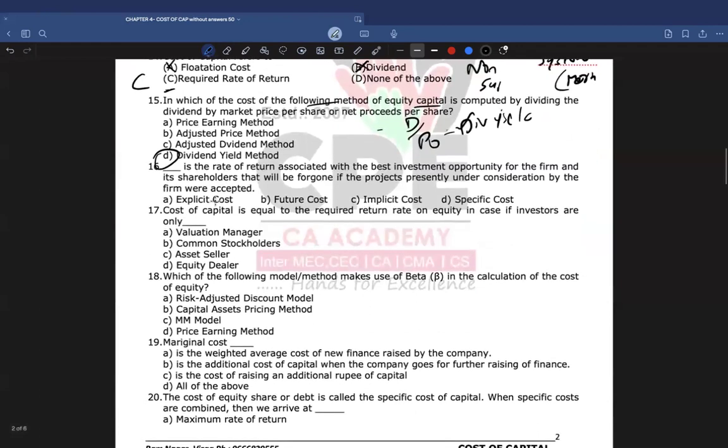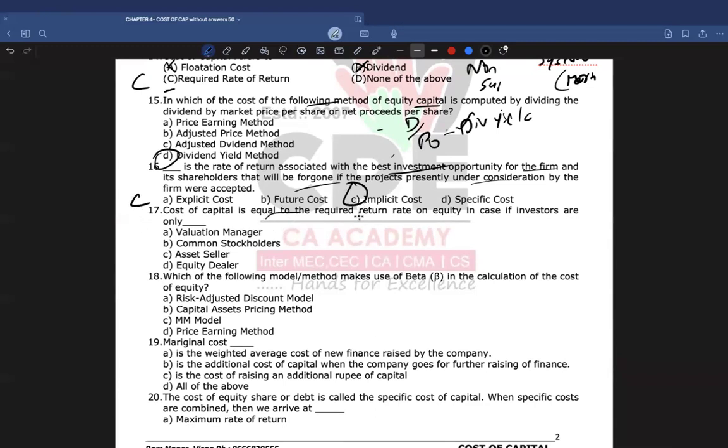Dividend yield, dash is the rate of return associated with the best investment opportunity for the firm and its shareholders that will be foregone if the projects presently under consideration by the firm are accepted. So that is the rate of return associated with the best investment opportunity for the firm and shareholders that will be foregone. So if it is foregone, it's an implicit cost. Obviously my answer will be C, because it's supposed to be an implicit cost, right? So answer will be C.